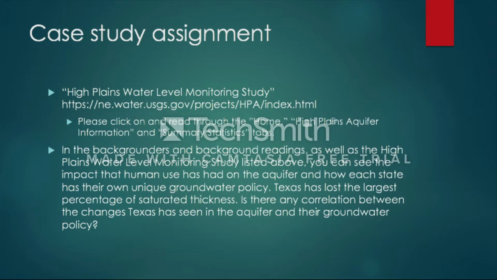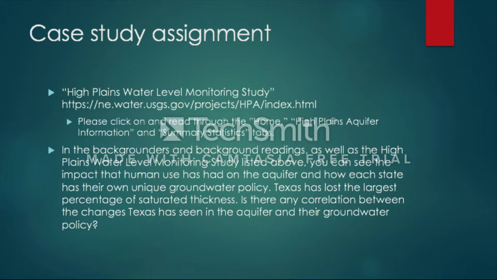For the case study assignment, please access the USGS website High Plains Water Level Monitoring Study. This website is a breakdown of the McGuire 2017 report. Please click on and read through the Home, High Plains Aquifer Information, and Summary Statistics tabs. Here, you'll get a good idea of the factors affecting water availability in the High Plains Aquifer.